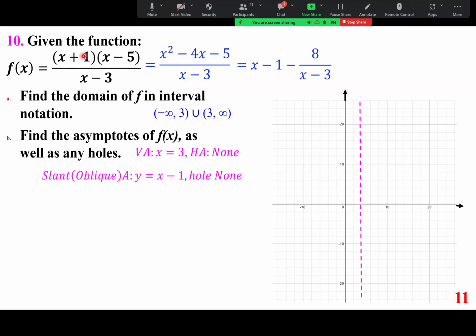So you can pick a couple of pairs, for example, 0, -1, 1, 0, to graph this line. So 0, -1 here, 1, 0 here. So it becomes that.